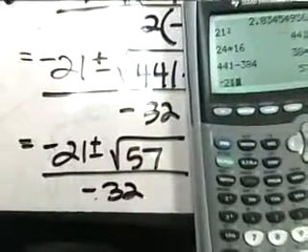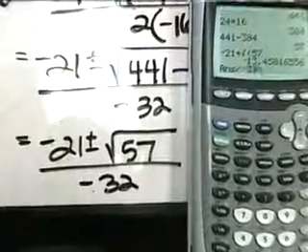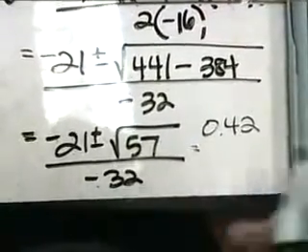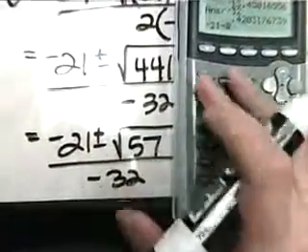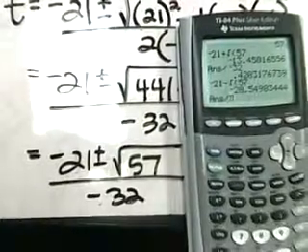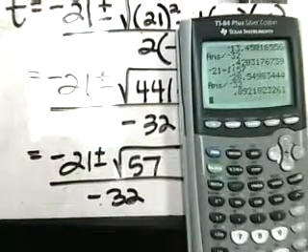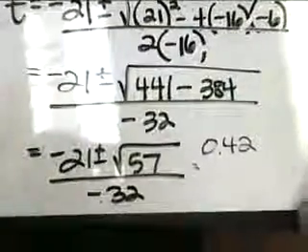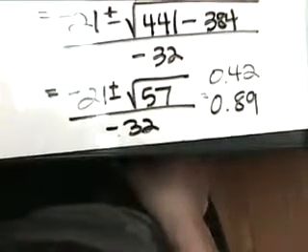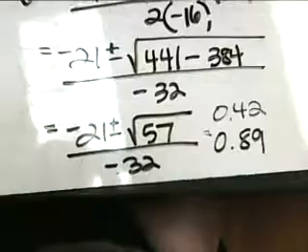So we have negative 21 plus the square root of 57. I hit enter, and then divide by negative 32. So I get 0.42. Now I'm going to do the minus. So negative 21 minus the square root of 57, divided by negative 32, is 0.89. Okay, now I have two positive answers, which as you can tell was puzzling me for a second.